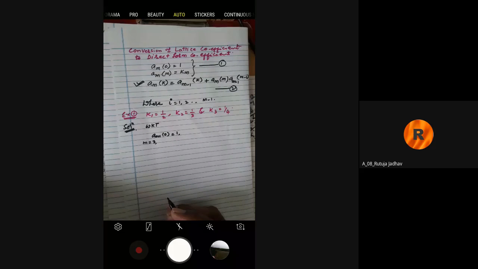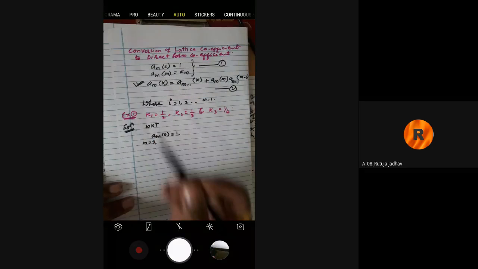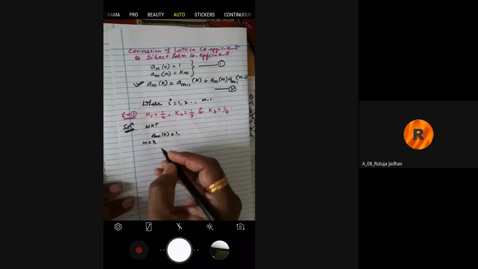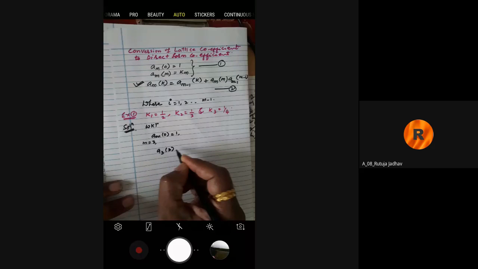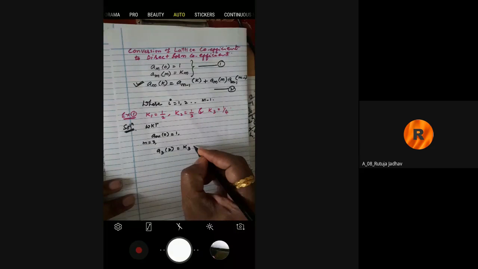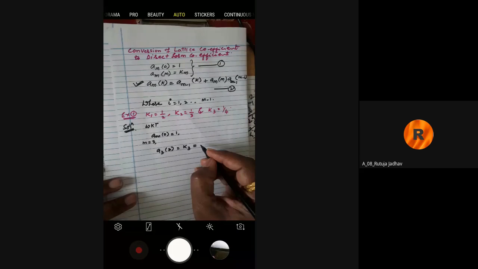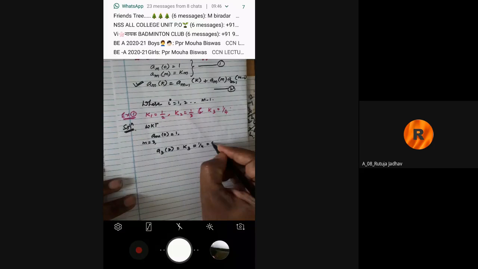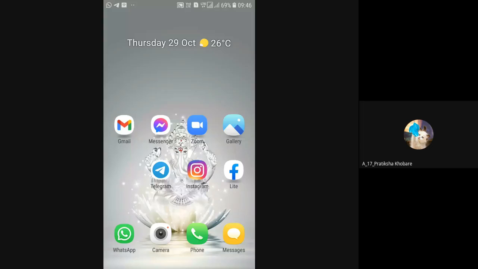So first what we will write is a_m of 0 equals to 1. Next formula क्या आपका? a_m of m equals to k_m. m is 3 means I can write a3 of 3 is equals to k3. इसका वैल्यू पता है हमें? 1 by 4, or else simply I can write it as 0.25. 1 by 4 equals to 0.25.